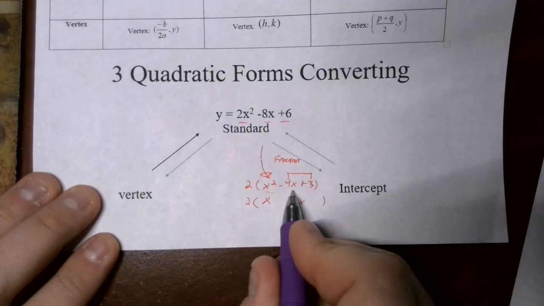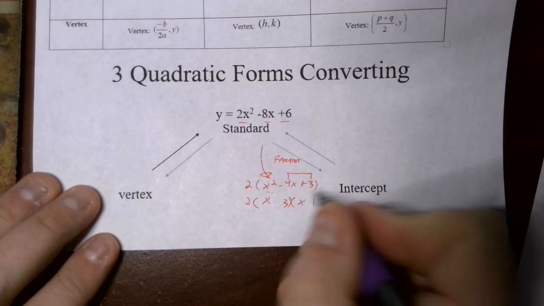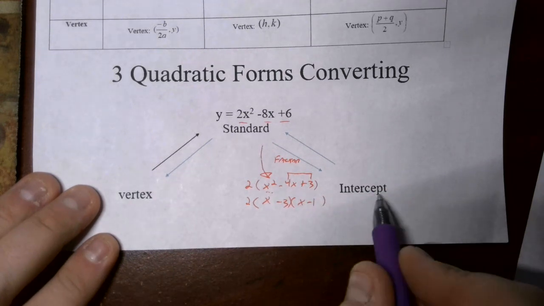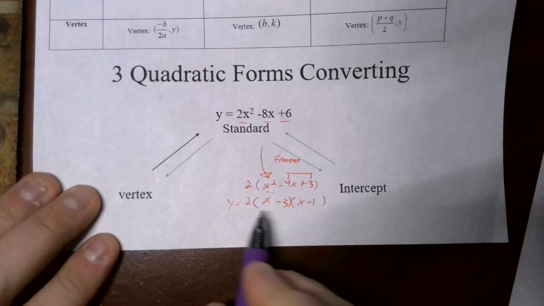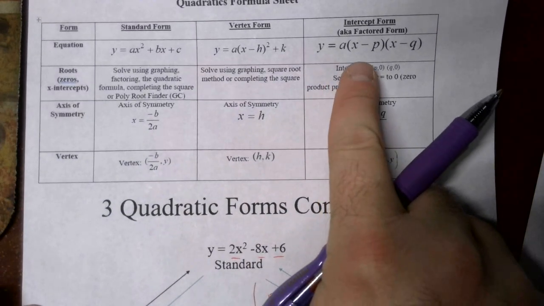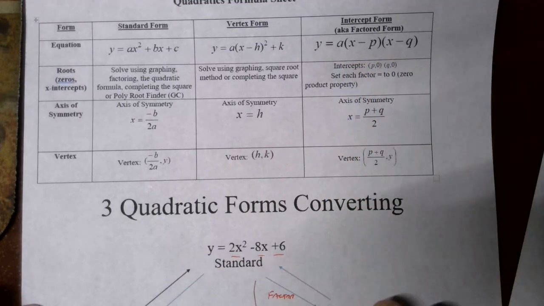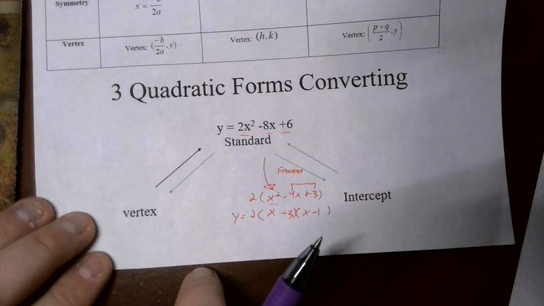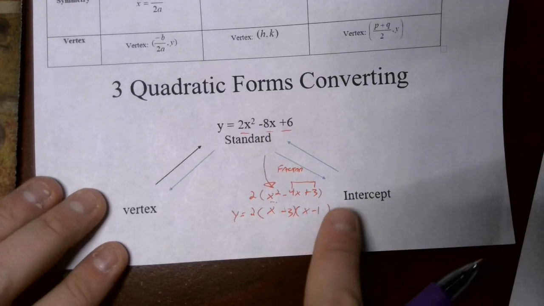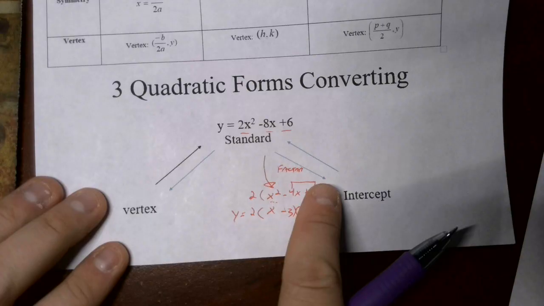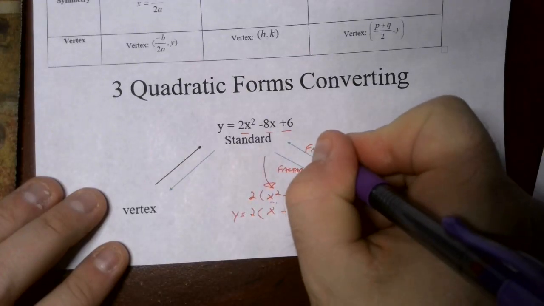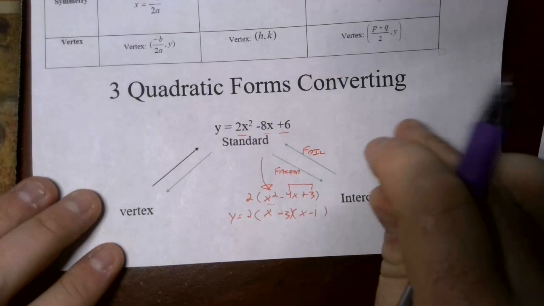The only way to get 4 in the middle is to take 3 and 1 and make them both negative. So this becomes the intercept form of that same parabola. Notice it has the a times (x minus p) times (x minus q) form. To go from intercept back to standard, you have to multiply or FOIL it back out to what you started with. So we'll make a note and show the steps over here.